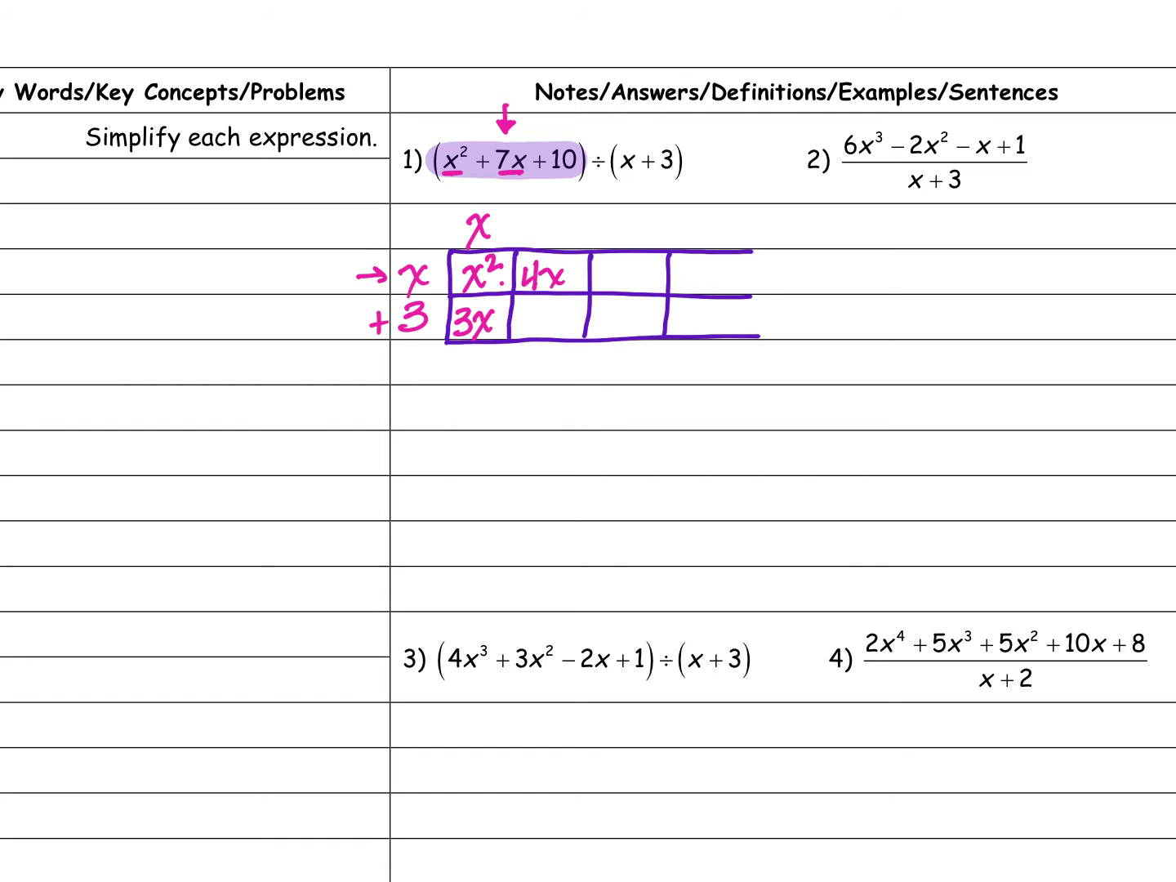So now I'm going to start the process all over again. What do I multiply x by to get 4x? 4. So I'm going to put a plus 4 here. And 4 times 3 is 12, yes? So what do I add to 12 to get 10? Because now I'm at this number, right? So what do I add to 12 to get 10?